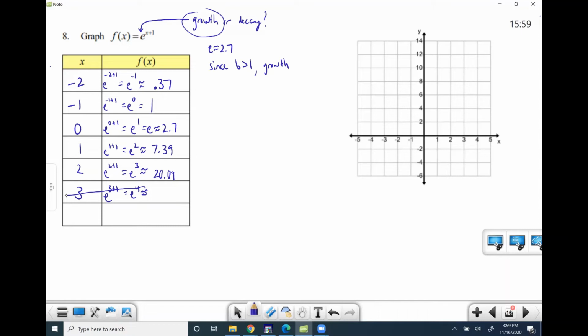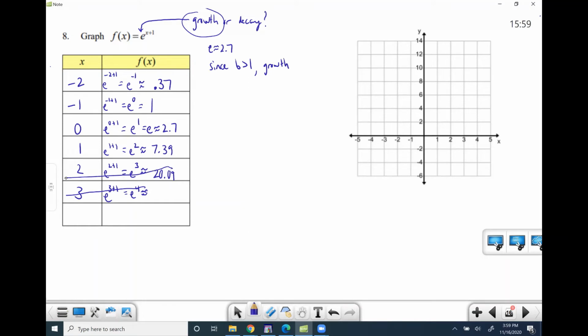Let me give it a little bit more time. e to the third. Okay, Jocelyn got a yes. Okay, all right. So we probably won't graph that one. Dom got a yes. We probably won't graph that one just because it's so big, you guys.